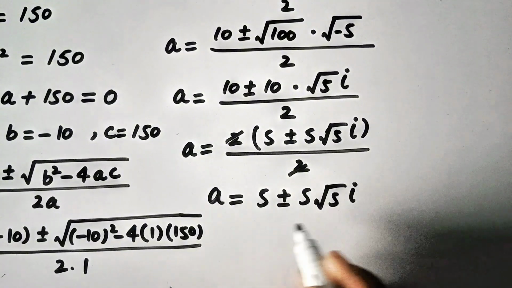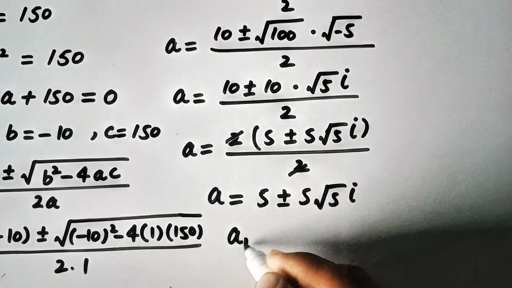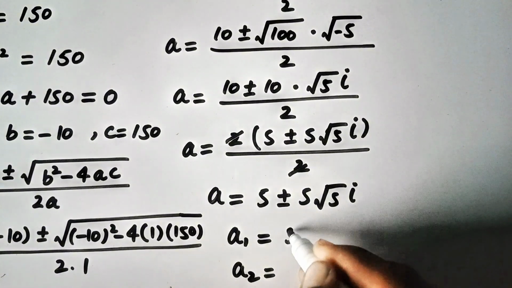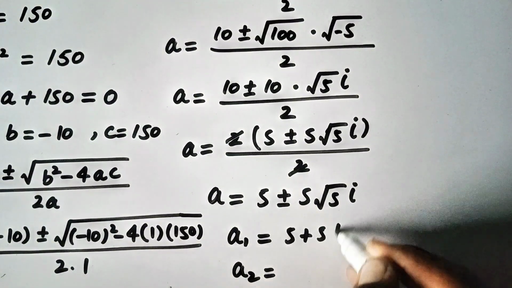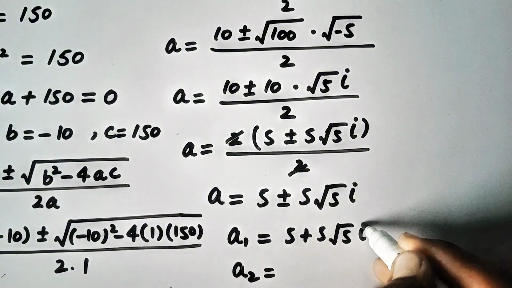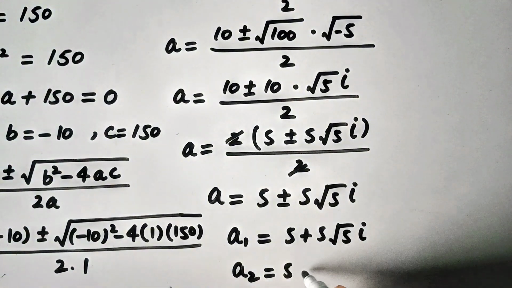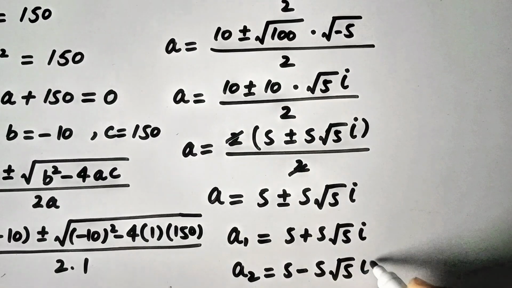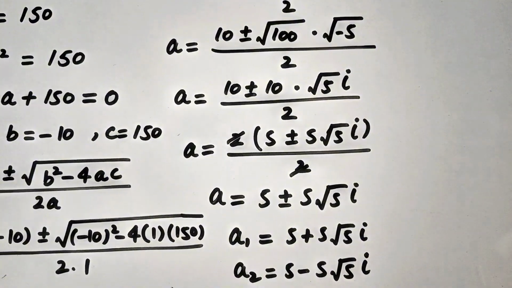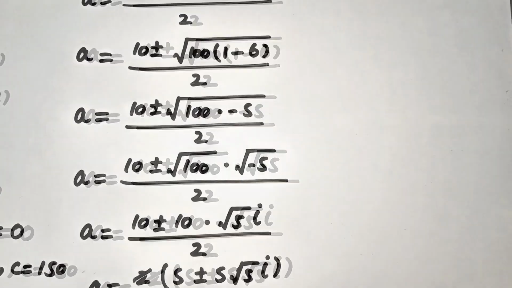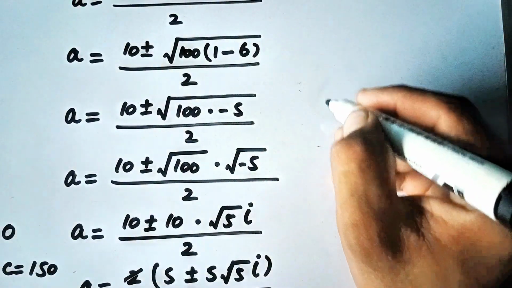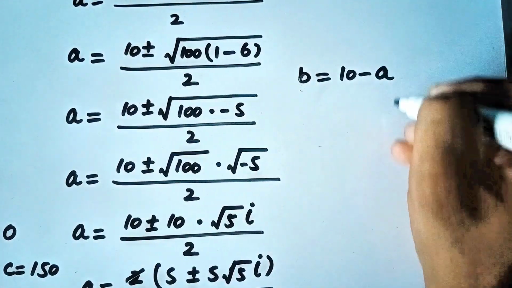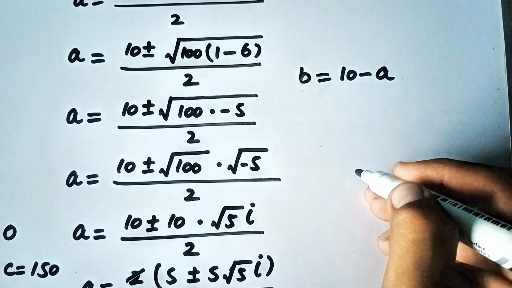So here we have gotten two values of a: a1 is equal to 5 plus 5 times root of 5 times i, while a2 is 5 minus 5 times root of 5 times i. And now using equation number 1, that is b equal to 10 minus a, we will find out the values of b.